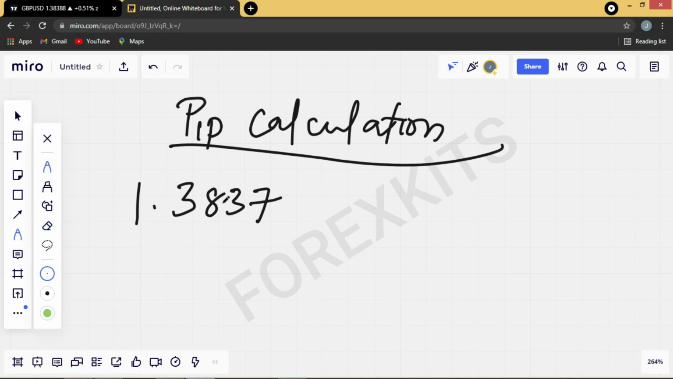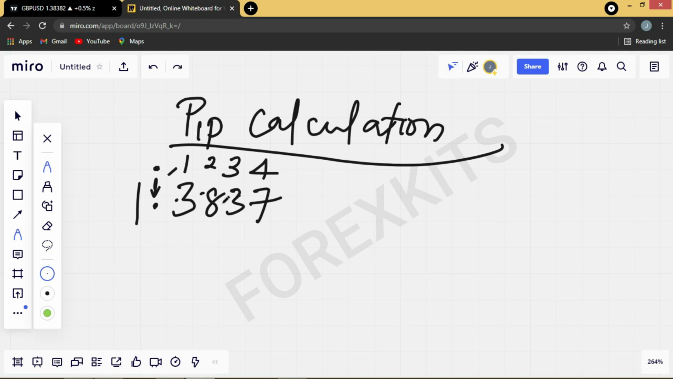So how do you calculate this? Pip calculation is done from the fourth decimal place. A decimal happens after you have a point, and this is where we have the point. Right after the point is the first decimal place, then the second, the third, and the fourth. So just count from the left: 1, 2, 3, 4.